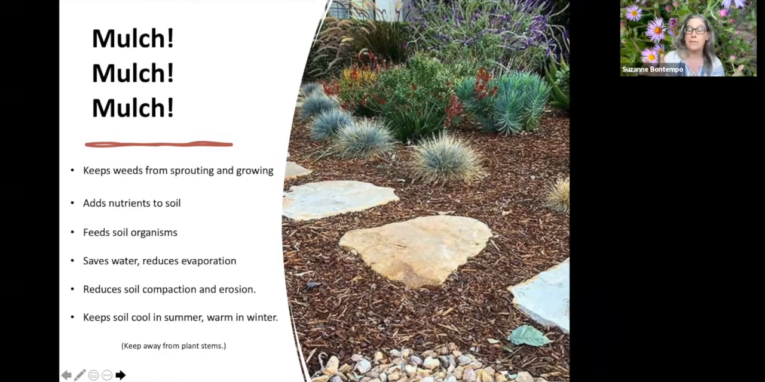And another benefit is that it will keep the soil cool in the summer and warm in the winter. So it's a win-win across the board when we use mulch. However, the one caveat is we always want to make sure the mulch is away from the crown of the plant. That's where the branches or the top part of the plant and the root system meet. We always want to have that clear. And then we put a nice layer of mulch on the soil around our plants.